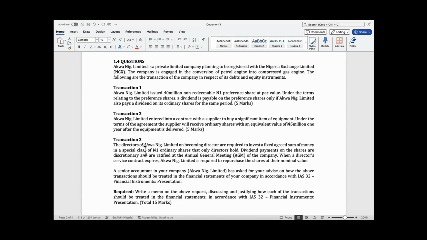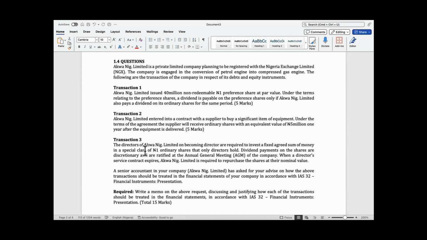Yes, please. Okay. Aqua Nigeria Limited is a private limited company planning to be registered with the Nigerian Exchange Limited. The company is engaged in the conversion of petrol engine into compressed gas engine. The following are the transactions of the company in respect of its debt and equity instruments. Transaction 1. Aqua Nigeria Limited issued 40 million non-redeemable one naira preference shares at par value.